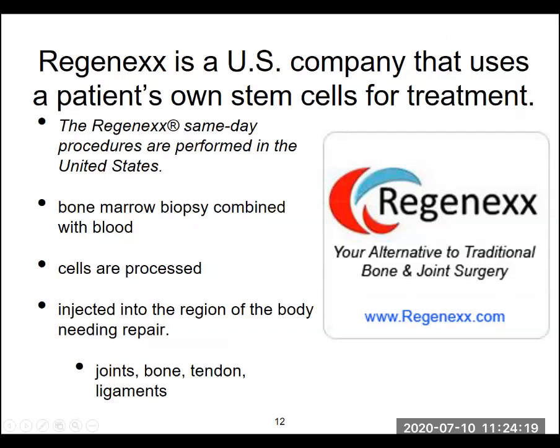REGENX is a US-based company that uses the patient's own stem cells for treatment. So again, as we've looked at from these guidelines, this means that REGENX within the United States is approved to do same-day procedures. Normally they take a bone marrow biopsy, a little bit of blood from the patient, and process the cells minimally, so maybe isolate the cells a little bit, purify the cells a little bit, but not change what it is that they're doing. And then we can inject these cells into a region of the body needing repair.